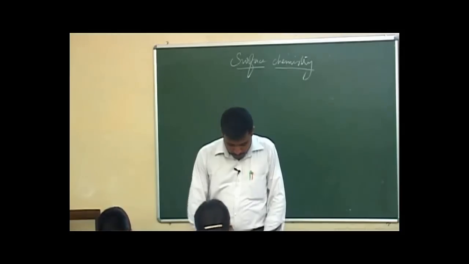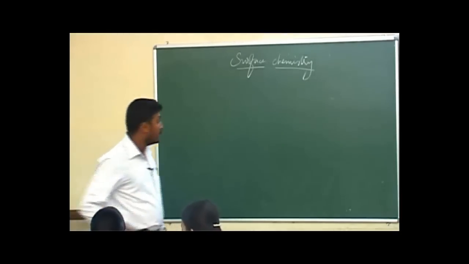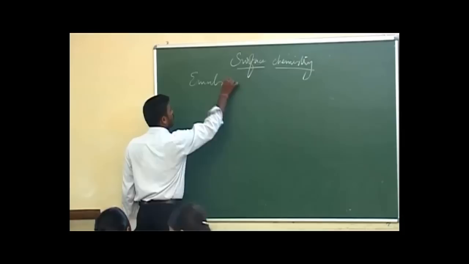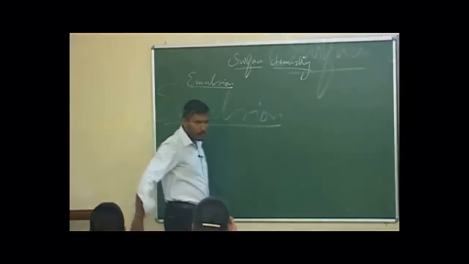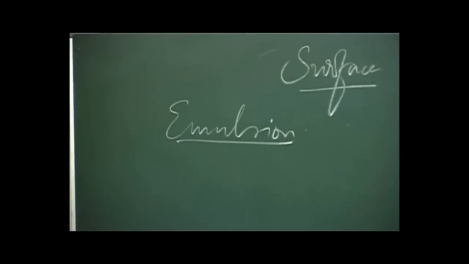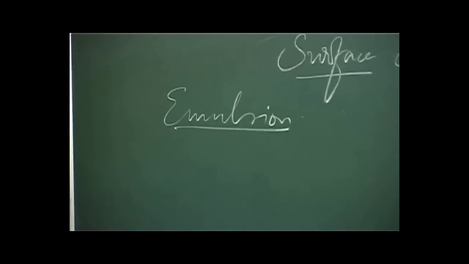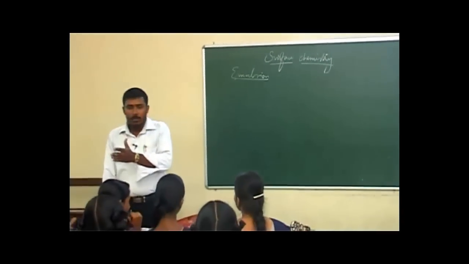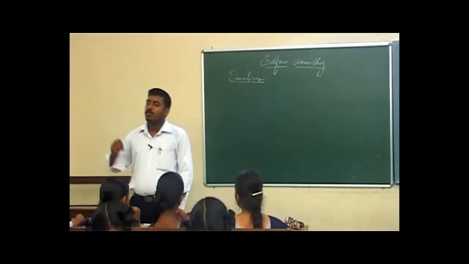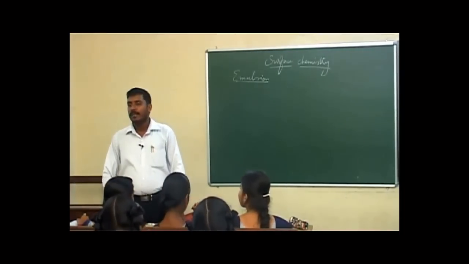That's a 3 mark question. Then the last question in this lesson, emulsion. What is emulsion? Already we discussed dispersion medium and dispersion phase. When both are a liquid-liquid combination, that is called emulsion. Can you give an example of emulsion? Milk and cream. These are examples of emulsion.